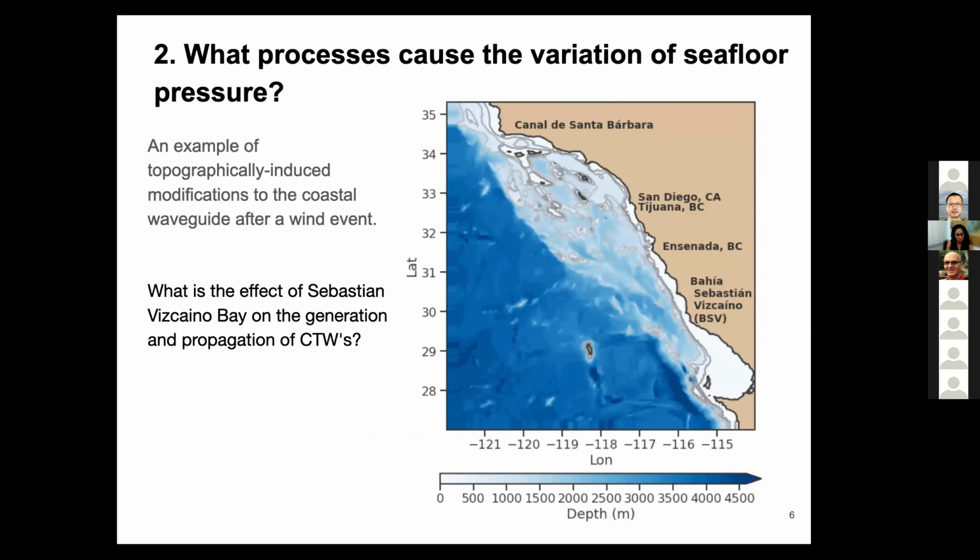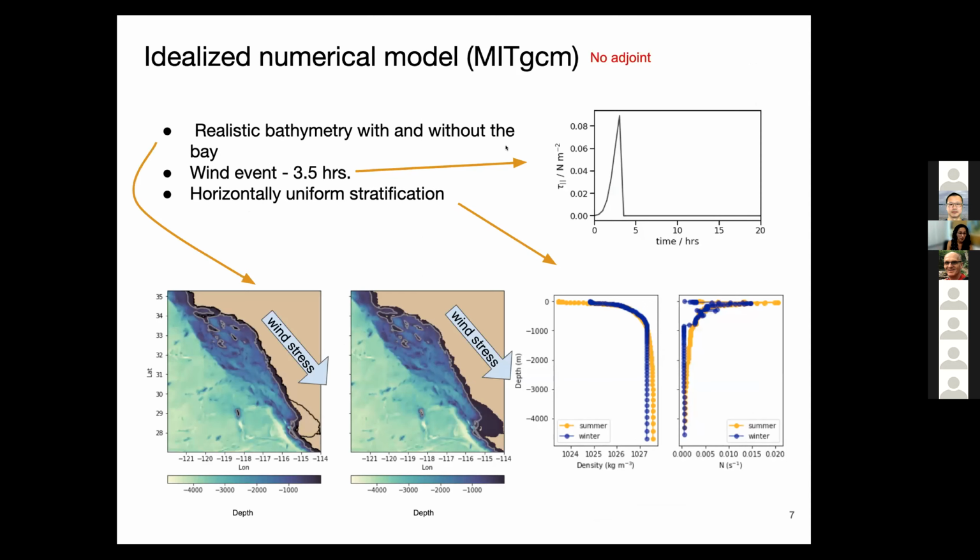So now, as for the second question, what processes cause a variation of seafloor pressure? Here's an example, and this is a problem that we have been working on for a little bit now, and it's motivated by the findings of the apparent relevance of winds blowing in Sebastián Vizcaíno Bay as a remote forcing region for sea surface height variability in general in Southern California. And so in particular, we want to know what is the effect of Sebastián Vizcaíno Bay on the waveguide along the coast, right? And so this is the model domain.